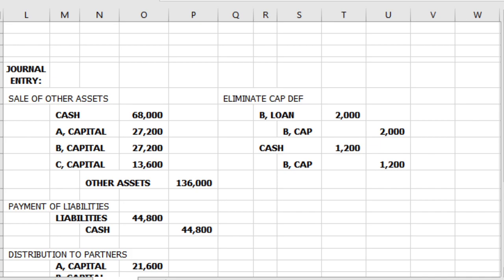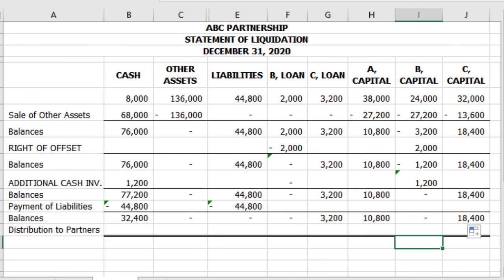Next is the payment of liabilities. Again, we have the same entry, liabilities and cash of 44,800. So, eto na ang ating balances. After natin mabayad ng utang, meron tayong 32,400 na remaining cash. And that cash will be distributed to A and C partner and yung C loan. So, ganun lang. So, eto na yung ating amount.